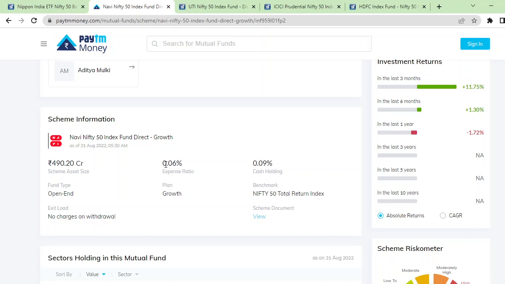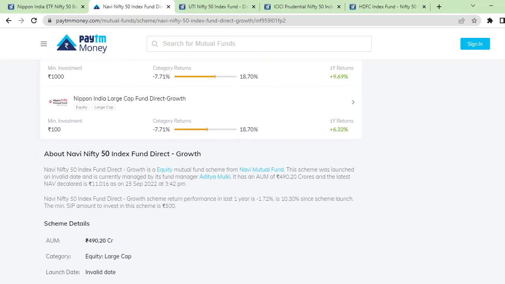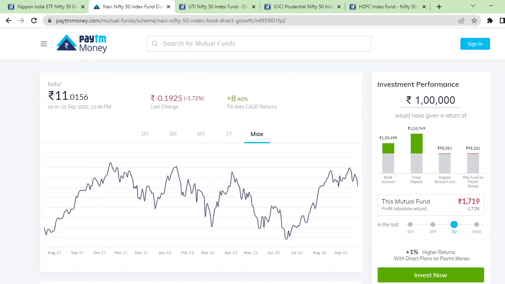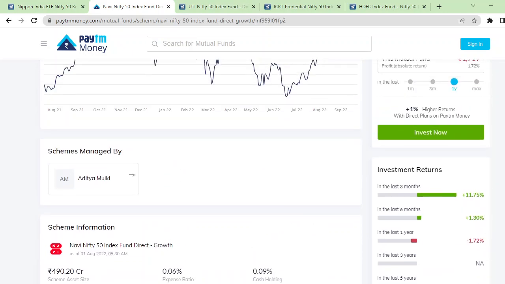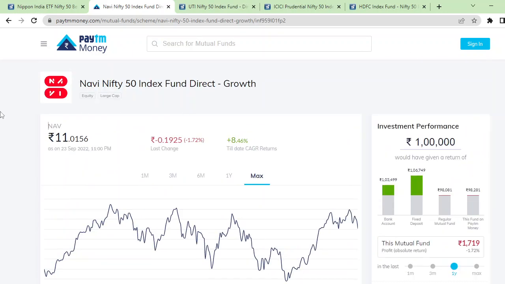In the same manner, the expense ratio is 0.06%. Even if the fund size is only 500 crores, the expense ratio is 0.06% right now, and as the fund size becomes like 10,000 crores, the expense ratio will surely come down to 0.03 or so. Remember, we were not able to find the tracking error because this fund is quite new, but considering the fund size and the expense ratio, I am giving rank 2 in the index funds to NAVI Nifty 50 Index Fund Direct Growth.